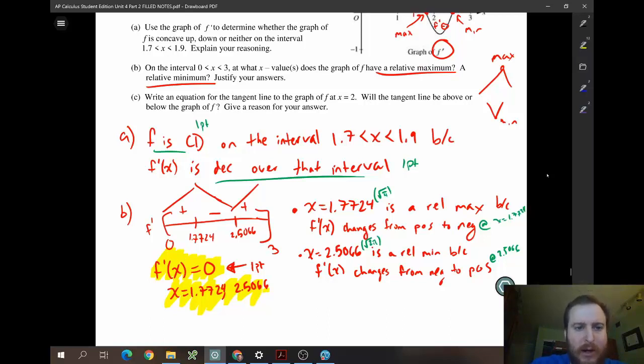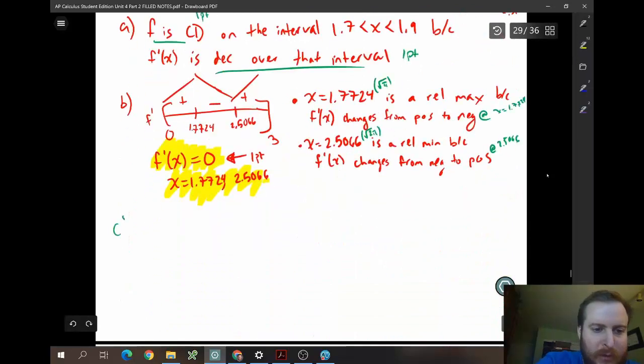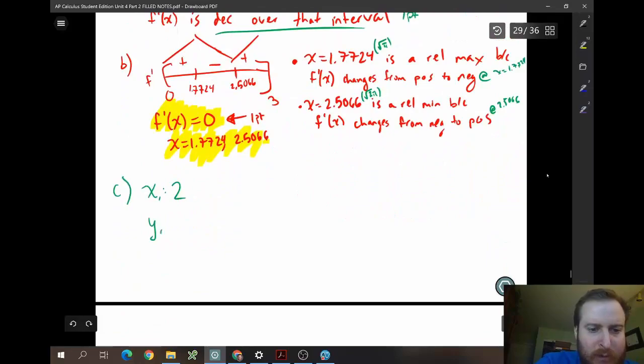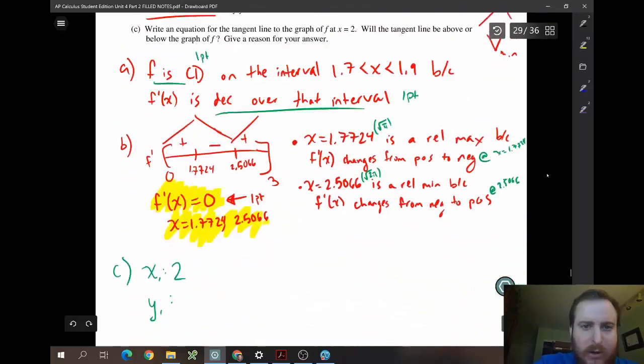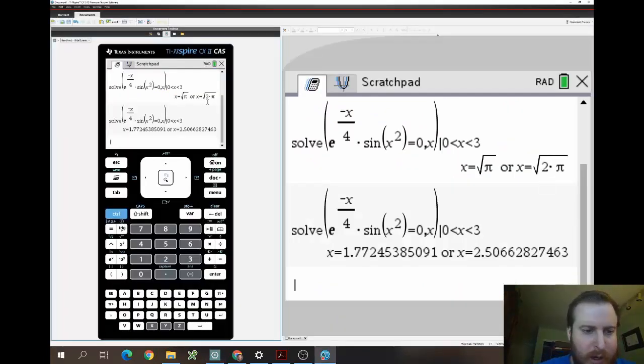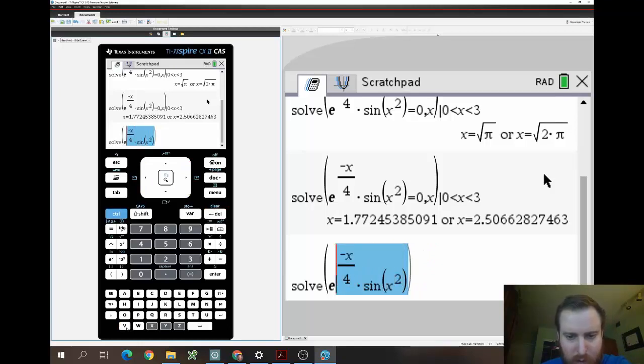Okay, and then the third one is write an equation for the tangent line to the graph at x equals 2. And they gave us in the question, f of 2 was 5.623. So on C, we're going to do x1 is 2. It's important that they gave us that y1 because we don't have the equation to actually plug it in right now. So 5.623. And for m, we're just going to go ahead and plug in 2. So again, we can do this a lot of ways. We can just type it into the calculator. I don't want the solve part. We just wanted this part.